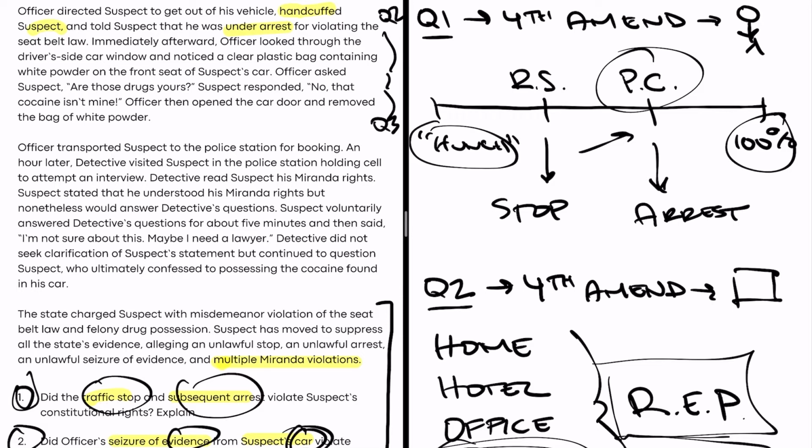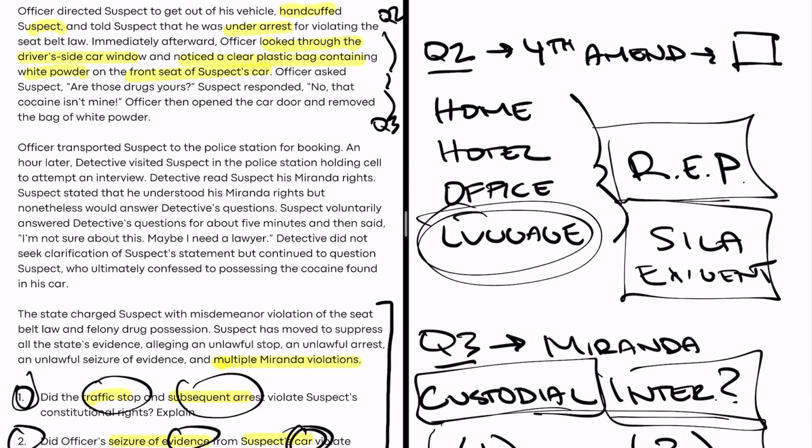We can start with kind of the question 2 aspects of this paragraph, though. And so question 2, we do see the actual search and seizure of evidence happening here, right? Officer looked through the driver's side car window and noticed a clear plastic bag containing white powder on the front seat of the suspect's car. So immediately, this to me is triggering the plain view doctrine.